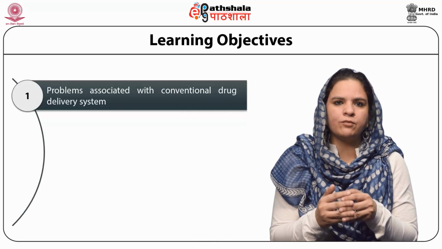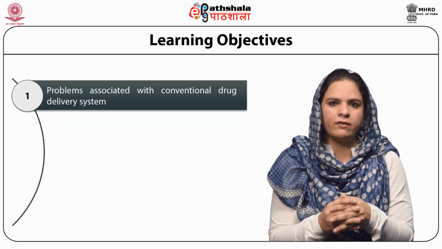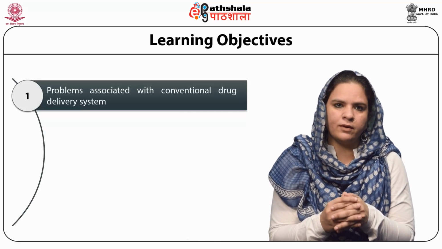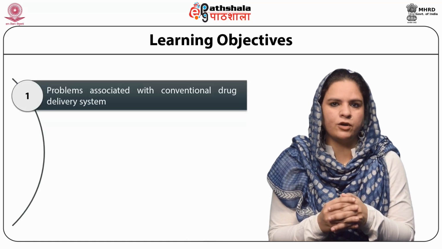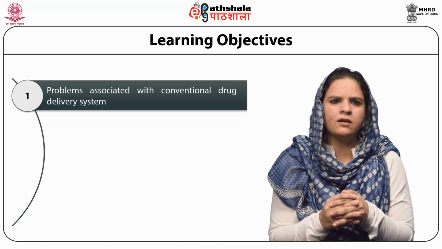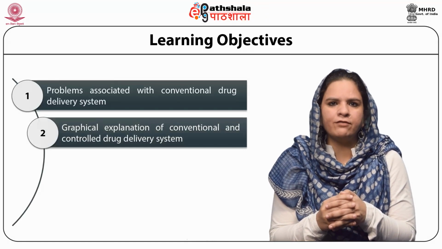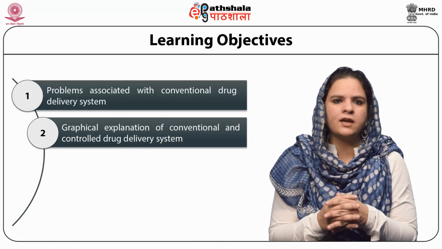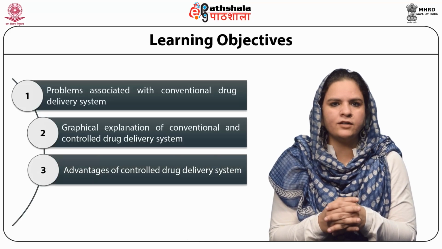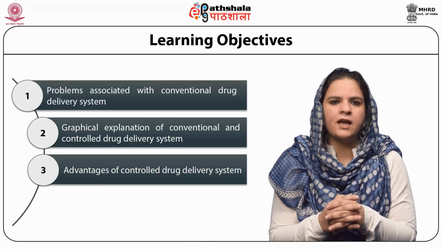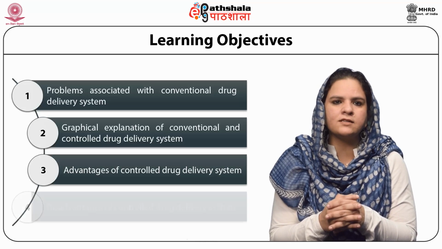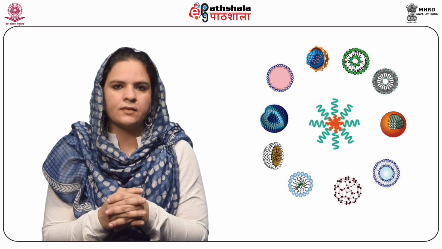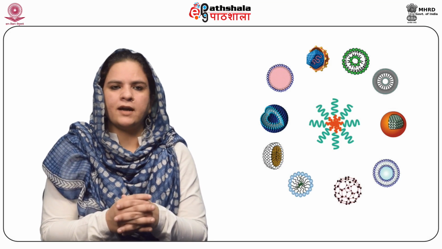But there are certain problems which are associated with the conventional drug delivery system. We would try to deliberate those problems or limitations in this module. Later on, we would go in for the graphical explanation of conventional and controlled drug delivery systems. We would then go in for the advantages of controlled drug delivery systems, and of course, we would then discuss the disadvantages of controlled drug delivery systems. Let us try to understand.